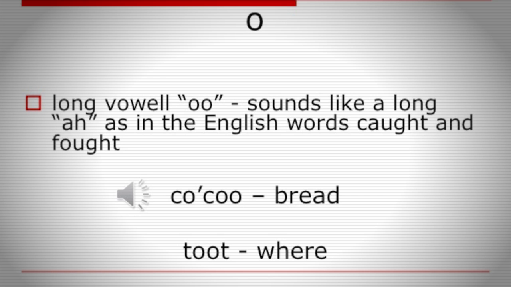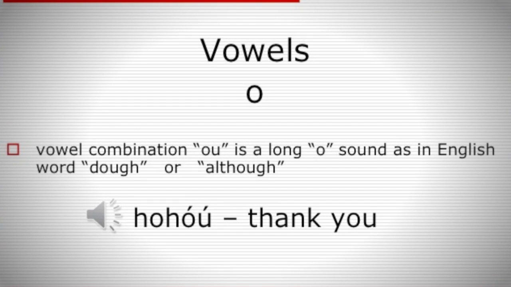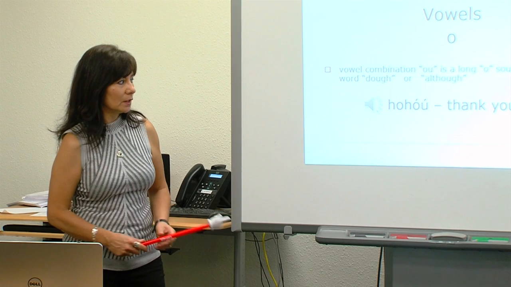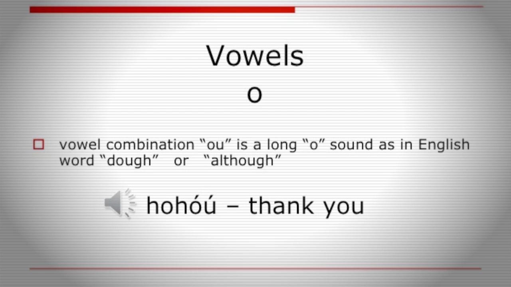So how would we pronounce where? Dot. Hee-the-dee. Vowel combination: when you have an O and a U together, it gives you the long O sound. We're used to that in English with do, long O sound. So it's not unfamiliar to us, okay? Now, we have some accents here. That means say it higher. Hohou. Which means thank you.